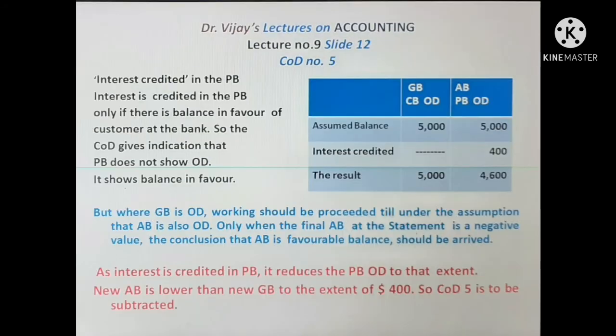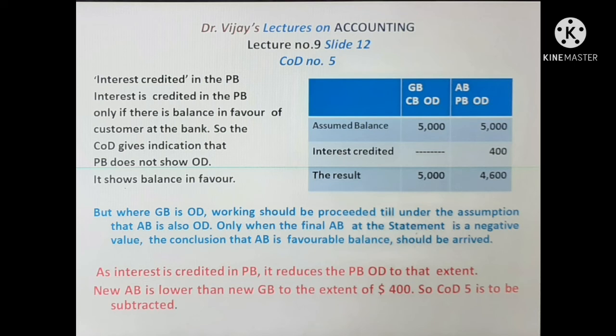Okay. Type 12 shows whether the cost of difference is to be added or subtracted: interest credited in the passbook. Interest is credited in passbook only where there is balance in favor of customer at the bank. So the COD gives an indication that the passbook does not show overdraft. It shows balance in favor. Now look at the model. GB, that is cash book, assumed balance is 5,000. In AB, passbook, also assumed balance 5,000.